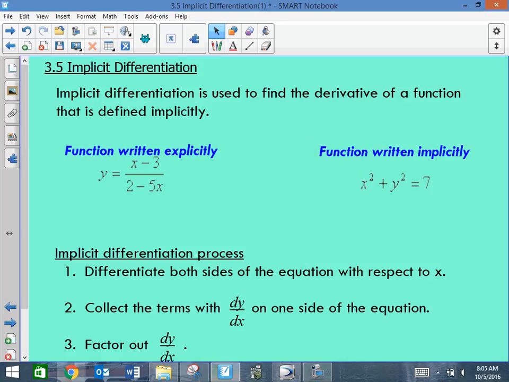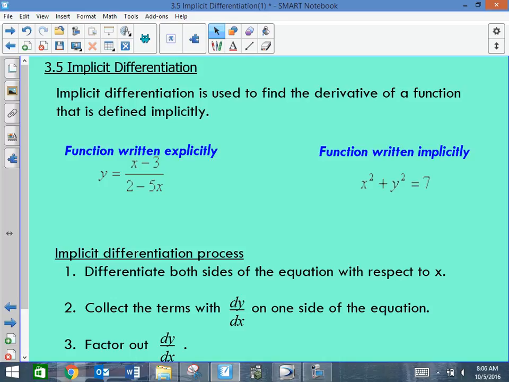Alright, here we go. Okay, so this is another layer of your differentiation. And just like the chain rule, we're only going to use it when we have to. Because if we don't have to, we're not going to use it, because then it would be wrong to use it, which is so stupid. But anyway. Okay, this is implicit differentiation.